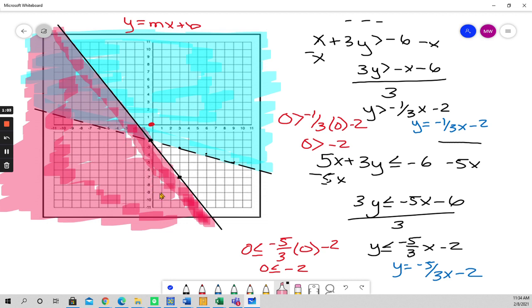And the region of the graph that gets shaded twice would be considered the solution to the system of inequalities.